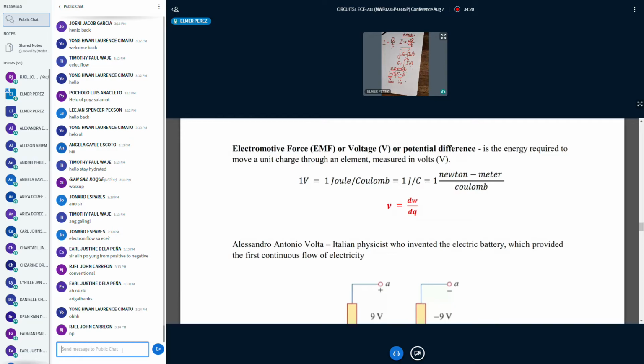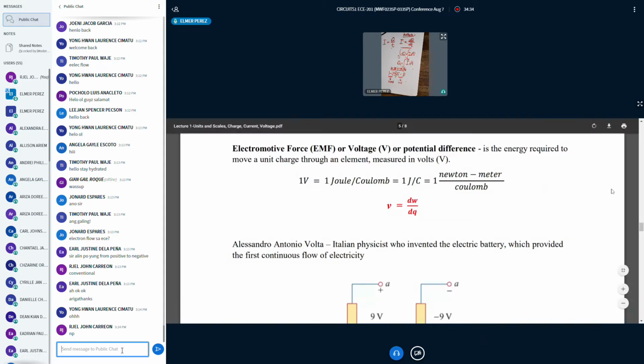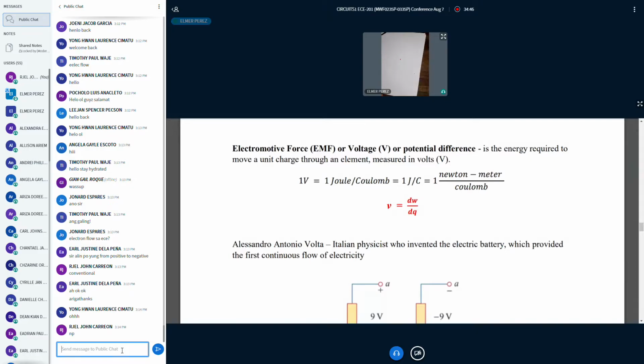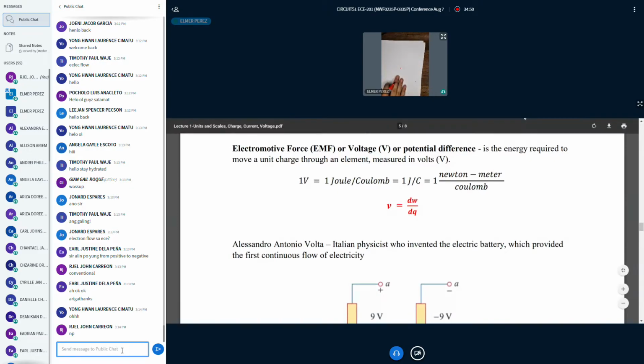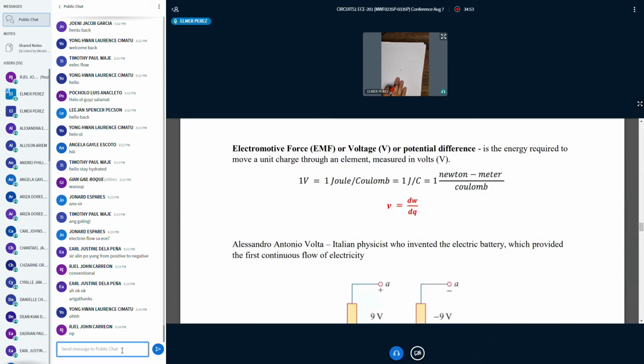Okay, yung EMF naman, the electromotive force, or sometimes, ang pinaka-common dito is voltage. Sa science naman, they call it the potential difference. But these three mean one thing. So this is the energy required to move a unit charge through an element, measured in volts. Okay, so 1 volt is equal to 1 joule per coulomb.